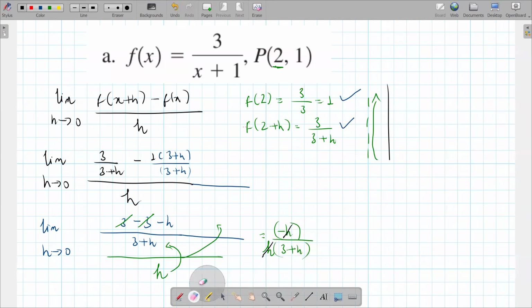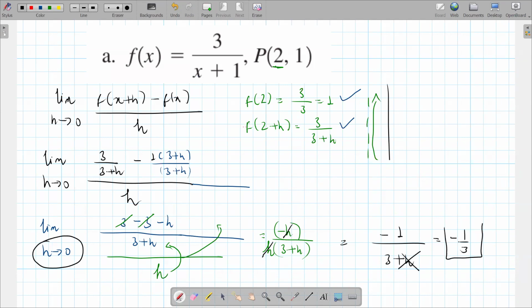So what are we left with here? We're left with negative 1 over 3 plus h. Now, once the h's cancel out, you're allowed to replace every other h with a 0. So this becomes a 0, ignore it. So therefore, the slope of the tangent line is negative 1 over 3. There we go. Cool? So that's how you use difference quotient to deal with fractions. I'm going to show you another way to do this.